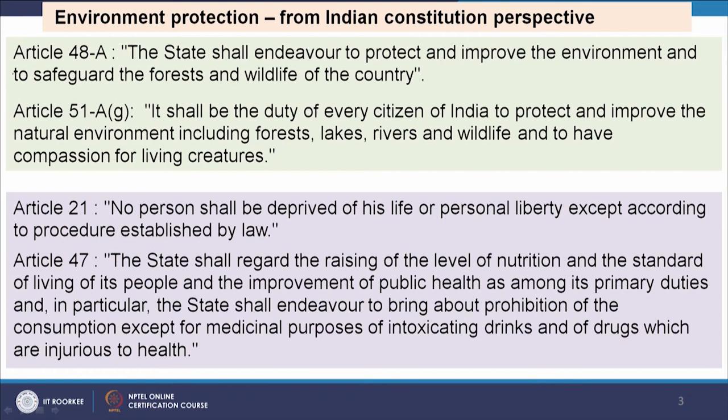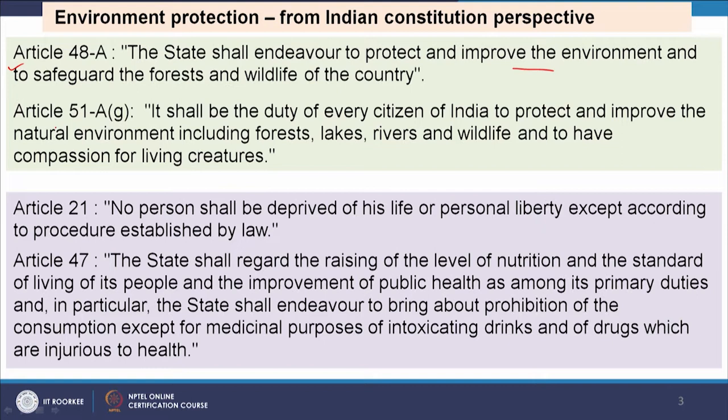Now, we will see environmental protection from the Indian Constitution perspective. The Constitution of India has given some provisions in terms of laws to protect the environment. Some articles are mentioned here. Article 48A: the state shall endeavor to protect and improve the environment and to safeguard the forests and wildlife of the country. So, this is the constitutional provision.